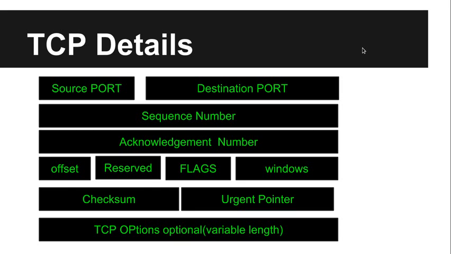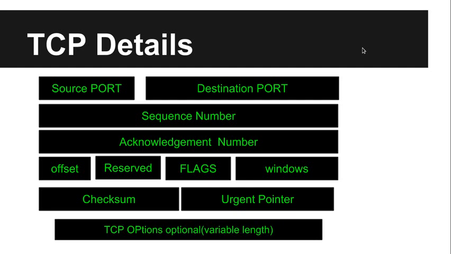Then the push flag and urgent flag. The urgent flag sends the packet at priority, and the push flag doesn't care whether the stack of packets or the size of the packet got fulfilled or not. So if the push flag is set, the packet will be sent as it is. So this is how TCP works.